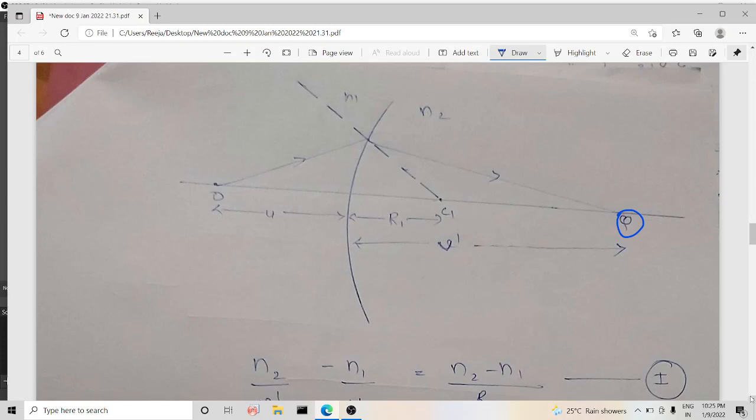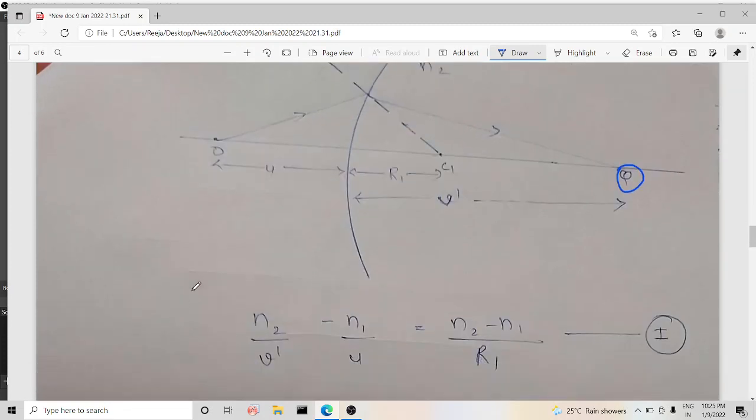Now this equation, Gaussian equation, we had learnt in the last class. So the equation was N2 by V minus N1 by U equal to N2 minus N1 by R. So in this case it is N2 by V dash minus N1 by U is equal to N2 minus N1 by R1.